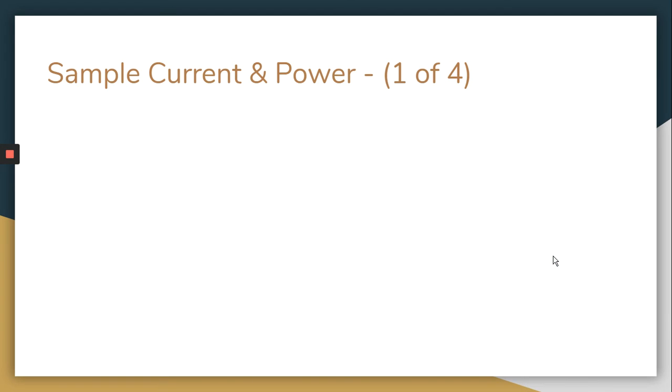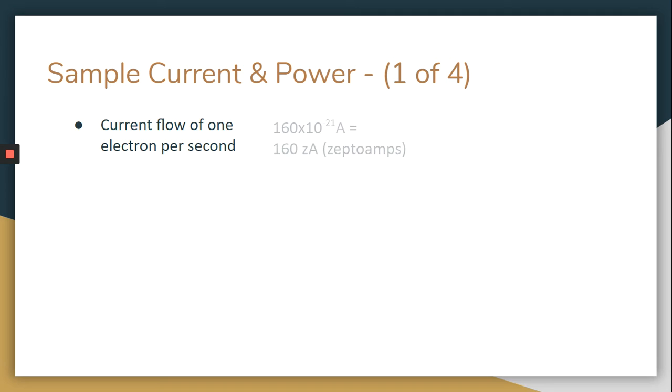Okay, some sample current and power. If you have 1 electron flowing per second, that's pretty much the smallest amount of current you could possibly have. That would actually be 160 times 10 to the minus 21, so that would be 21 zeros before it, and that would be 160 zeptoamps. You'll probably never see that prefix again, but the prefix zepto means 1 over 1 with 21 zeros.